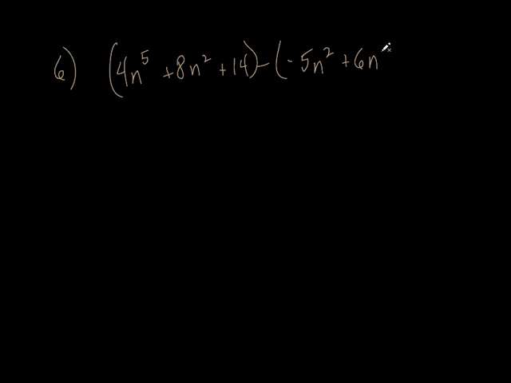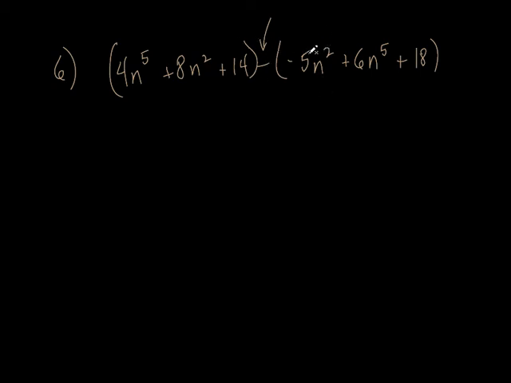Now look at this. This negative distributes through here. It just changes the sign of everything. So that's a plus 5n squared. It's a minus 6n to the 5th, and it's a minus 18. And now you just add like terms. N to the 5th, right? So 4n to the 5th minus 6n to the 5th is what? Negative 2n to the 5th.